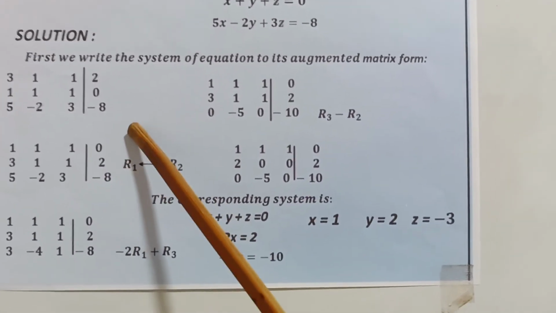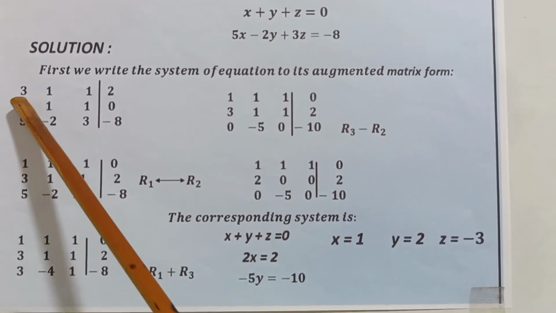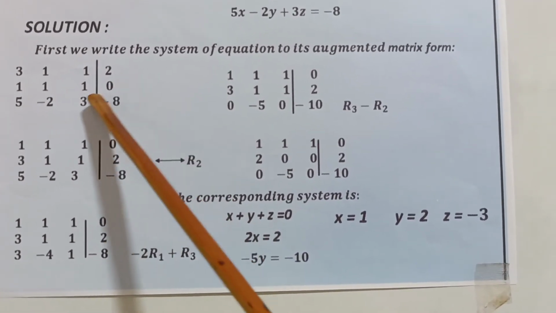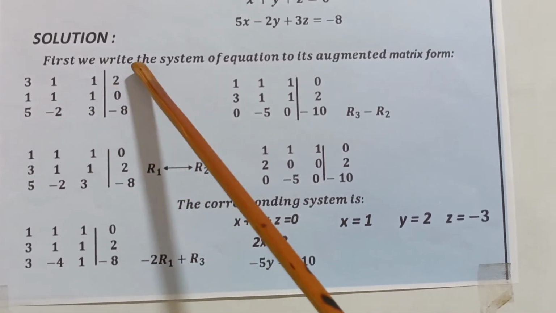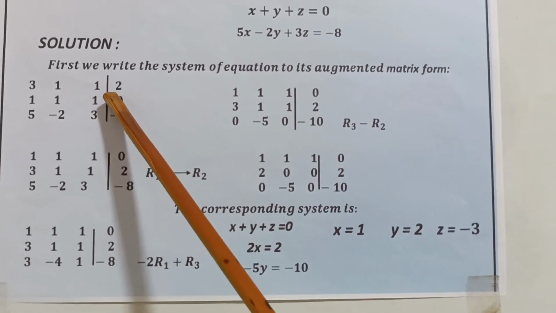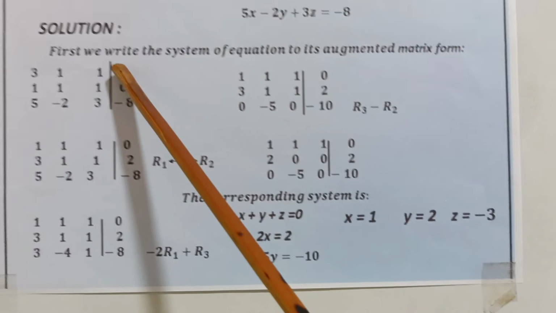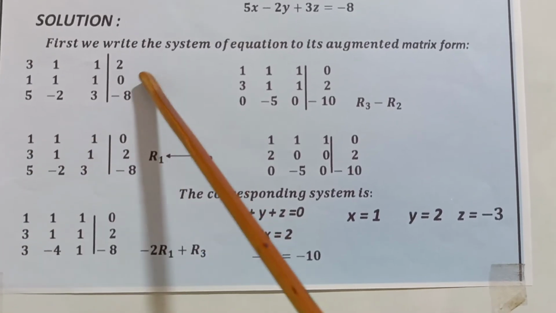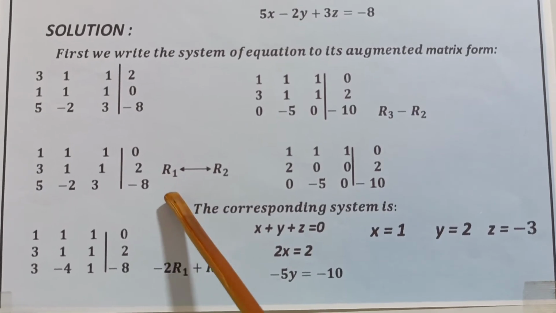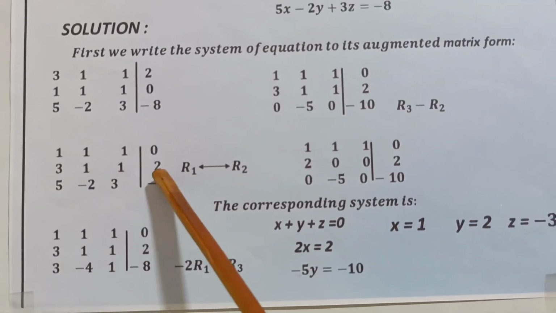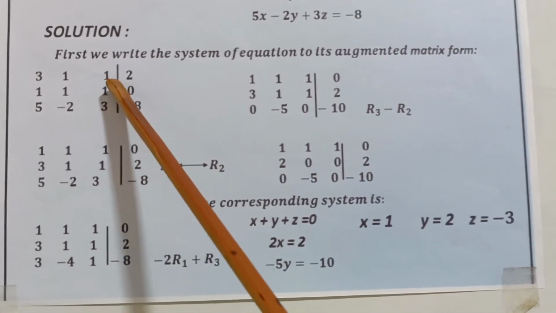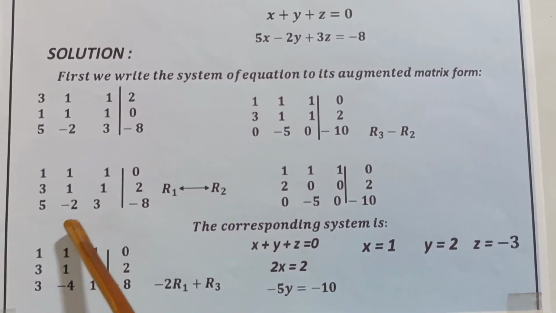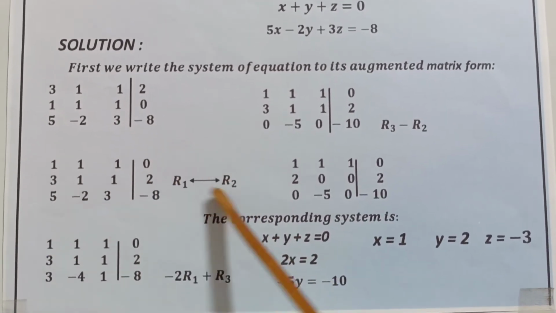So as you can see, to have this leading coefficient of 1, we just interchange row 1 and row 2. After interchanging, we have this new augmented form. We have here 1, 1, 1, and 0, which should be written in the first row. Then 3, 1, 1, and 2 in the second row. And we don't touch the third row: 5, negative 2, 3, and negative 8. We now have a different arrangement.